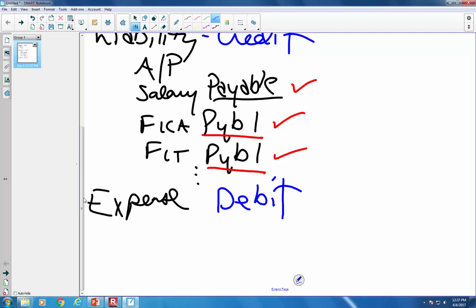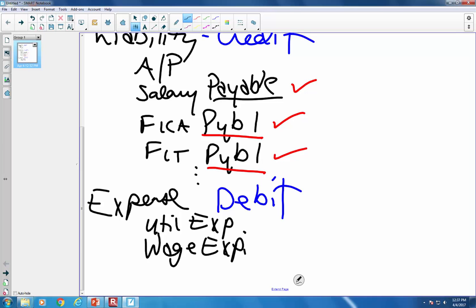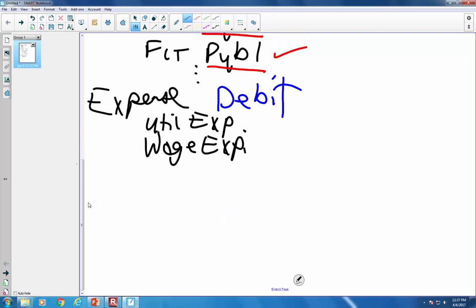Okay? And really, anything with the word expense in it is an expense, right? Utilities expense, wage expense. Utilities we're not going to be using for payroll, that was just an example. Wage expense, and we're also going to be using an account here, payroll tax expense. Now, does that pertain to the payroll taxes I take out of your paycheck or the payroll taxes I pay out of my pocket?